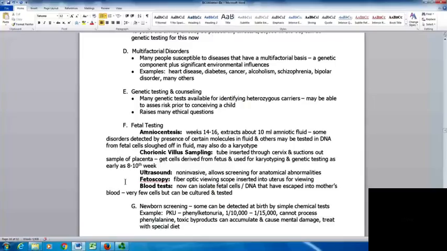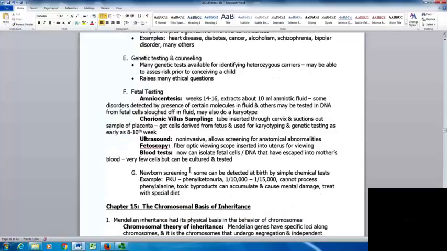With chorionic villi sampling, a tube is inserted through the cervix and suctions out a small sample of the placenta. This is done a little bit earlier, usually in weeks 8 to 10. Here you get cells that are derived from the fetus and can do a karyotyping and genetic testing. Ultrasound is non-invasive. This allows for screening of anatomical abnormalities. This can be done to determine the sex of the child, and oftentimes people will do that, so it's done routinely on many pregnancies.